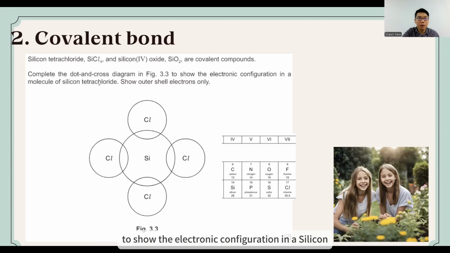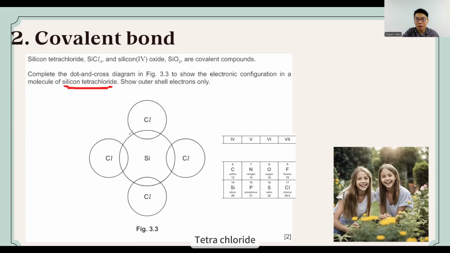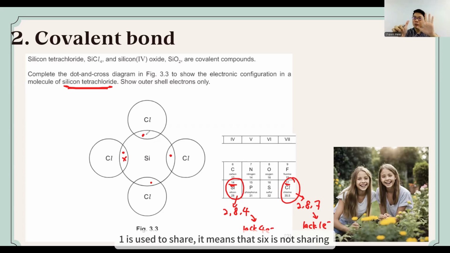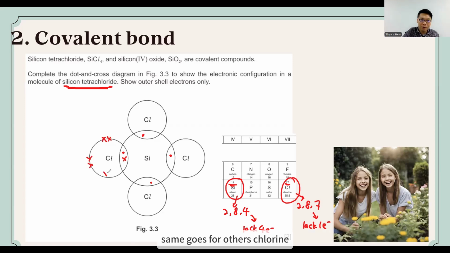to show the electronic configuration in silicon tetrachloride. So refer to silicon. Silicon has 14 electrons, 2, 8, 4. It lacks 4 more electrons. So all 4 electrons need to be shared. Chlorine has 17 electrons, 2, 8, 7, which means each of them lacks 1 electron. So we have 1 electron shared with the others. So initially they have 7 electrons. 1 is used to share. It means that 6 are not sharing. So we just draw it. 1, 2, 3, 4, 5, 6. Same goes for the other chlorines.